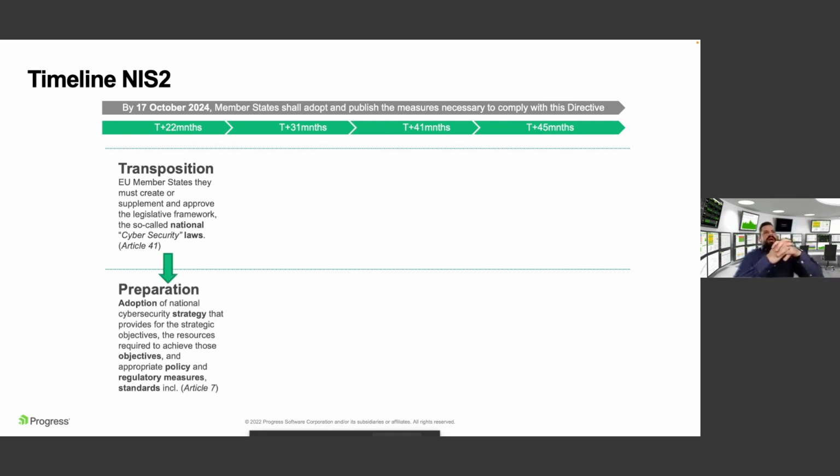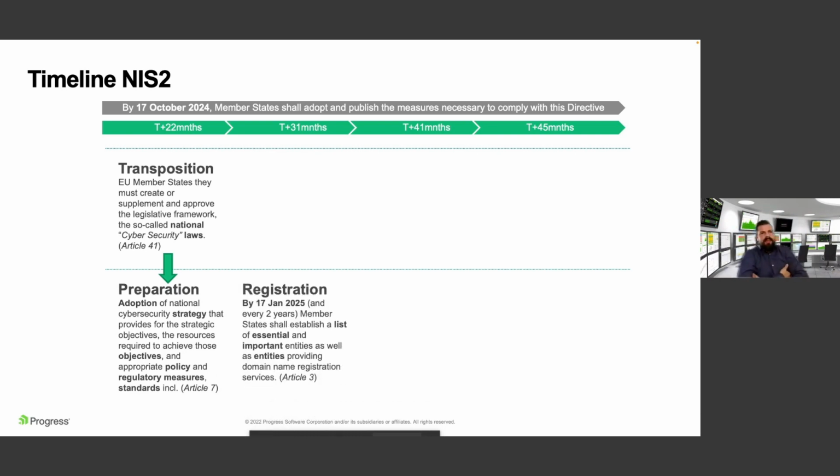During this transposition period, some preparation needs to be provided, mainly from the national competent authority. So, adoption of a national cybersecurity strategy that provides for the strategic objectives, the resources required to achieve those objectives, and appropriate policies, regulatory measures, and standards. This is based on Article 7. This is the obligation for a national competent authority.